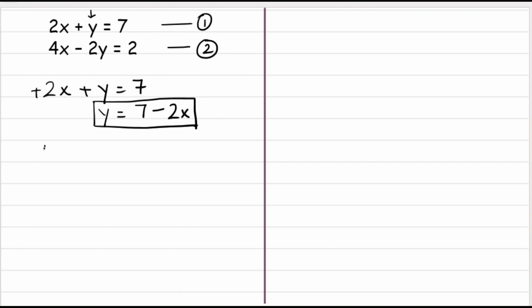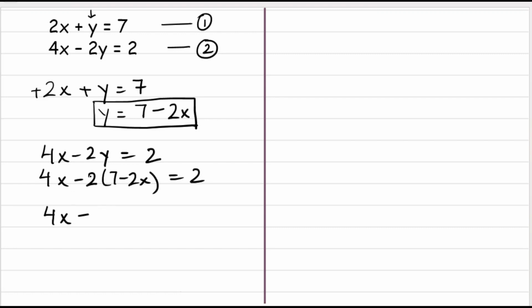My equation 2 is 4x minus 2y equals 2. So 4x minus 2, in place of y, I will put this 7 minus 2x, equals the right side, which is 2. Now, what is this? It's nothing but a linear equation in the variable x. This is just basic algebra. So now it is 4x minus 2 times 7, 14, plus 2 times 2x, 4x, equals 2. 4x plus 4x gives me 8x equals 2.